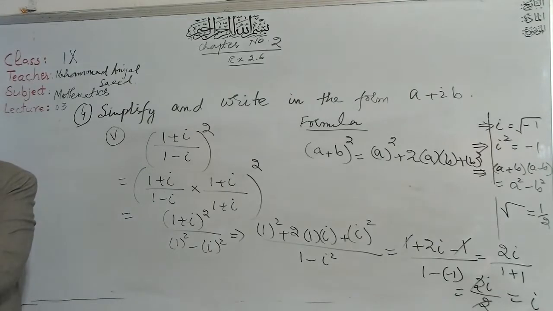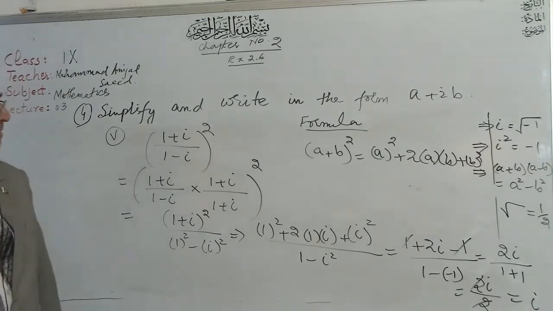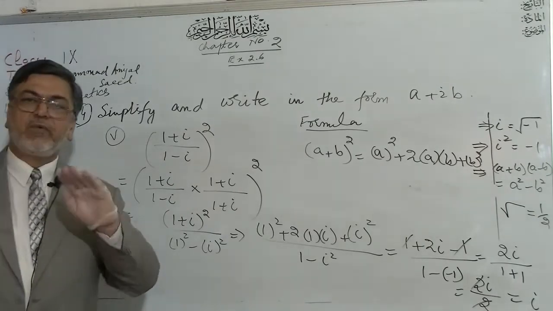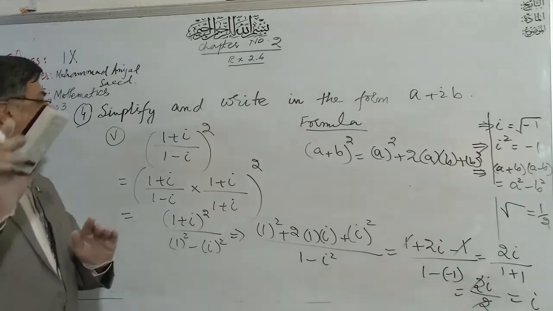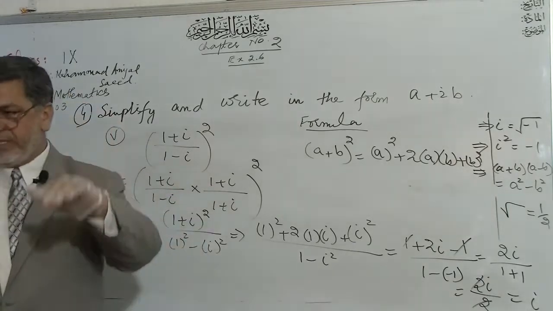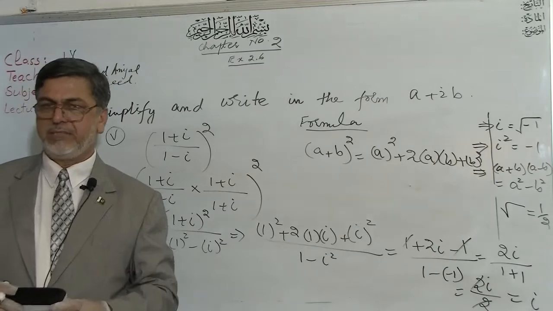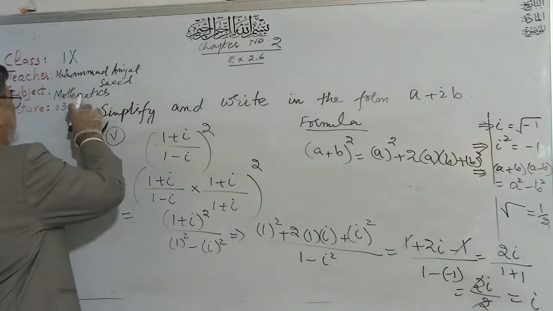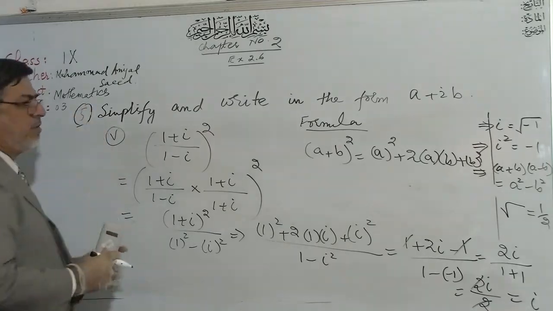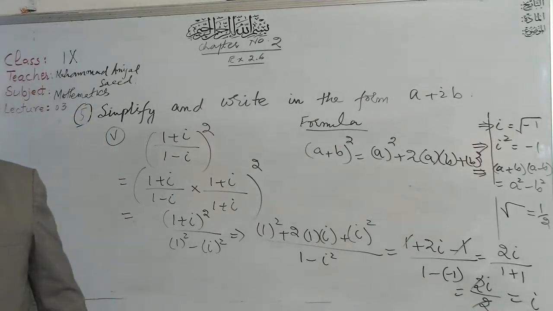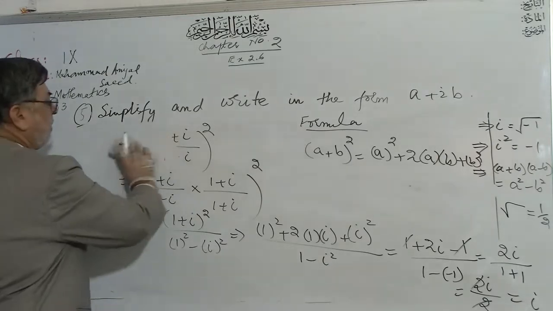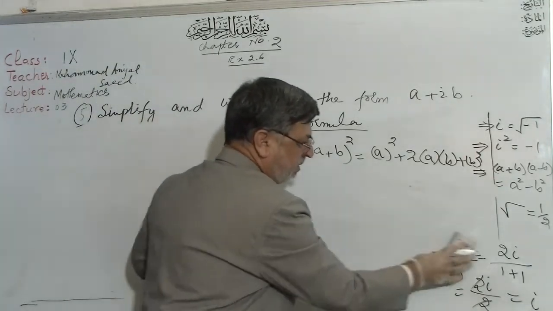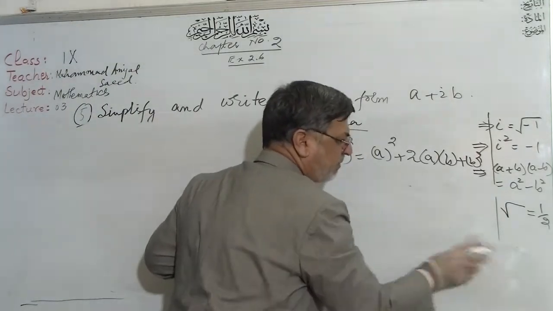Hopefully you will solve part number 6 by multiplying the denominators, and you will get a single complex number, and after that you will multiply above and below by the conjugate of that complex number. So in this way, hopefully you can solve part number 6. Now we are going to start question number 5. Question number 5 is very easy.